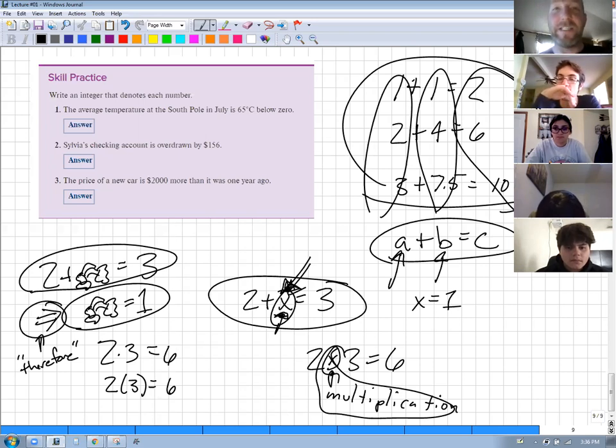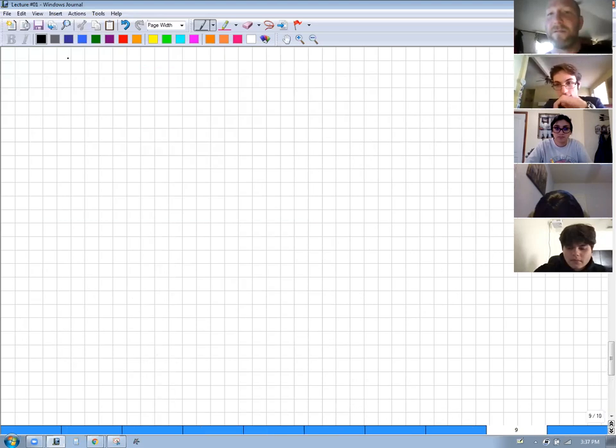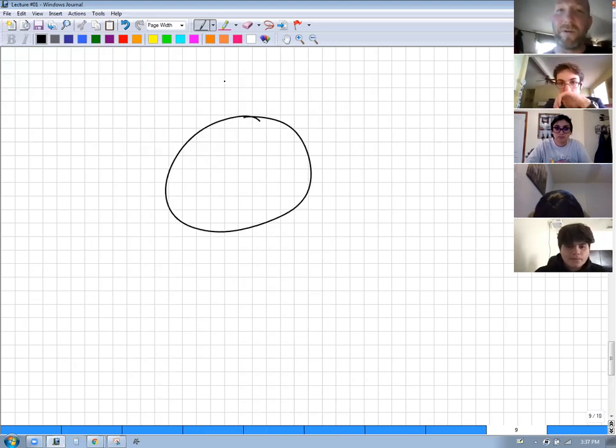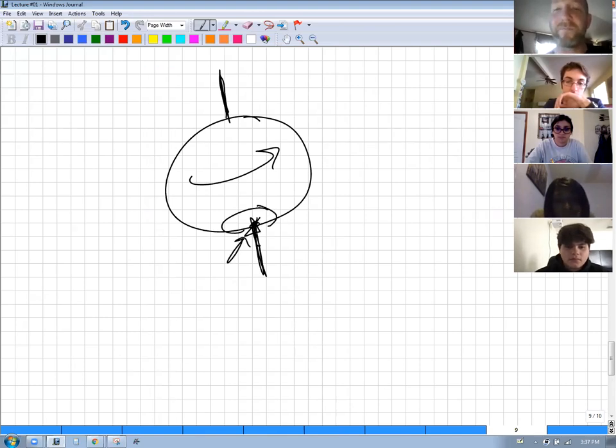Write an integer that denotes each number. The average temperature at the South Pole in July is 65 degrees Celsius below zero. So negative 65 degrees Celsius. When they say the South Pole, where do they mean? Like Antarctica. All right, so here's the Earth. It's spinning, right? Somewhere down here, is this the South Pole? Sure. That's where they mean, right?